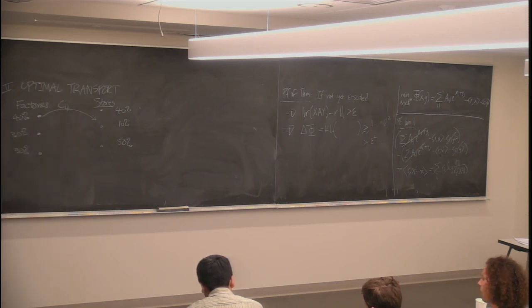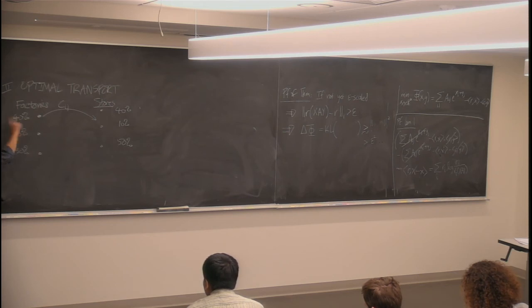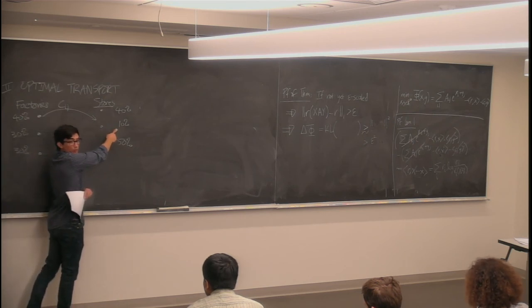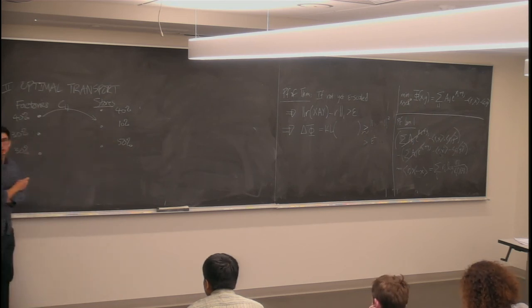And the question is the following. How should you transport widgets from factories to stores such that for every factory you transport all the widgets? For all the stores you get exactly the amount of widgets you want, and you minimize your total shipping cost.